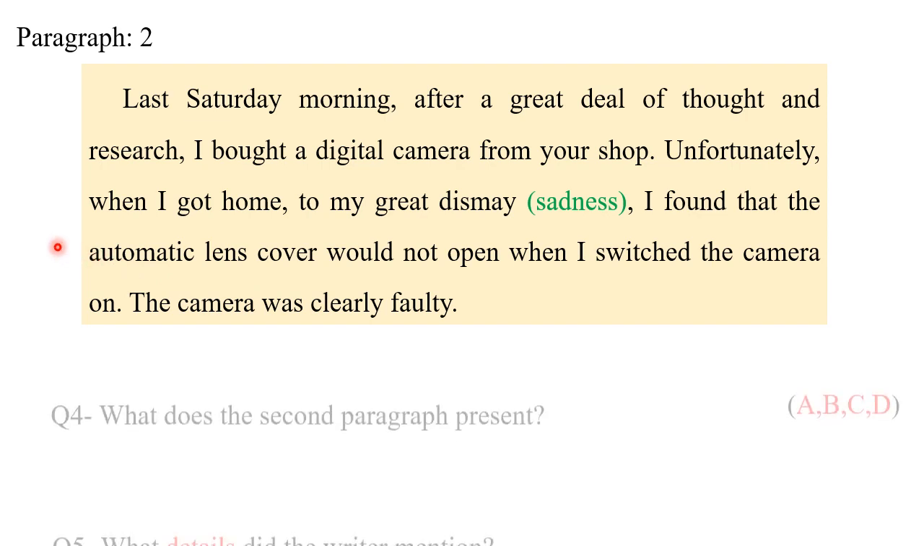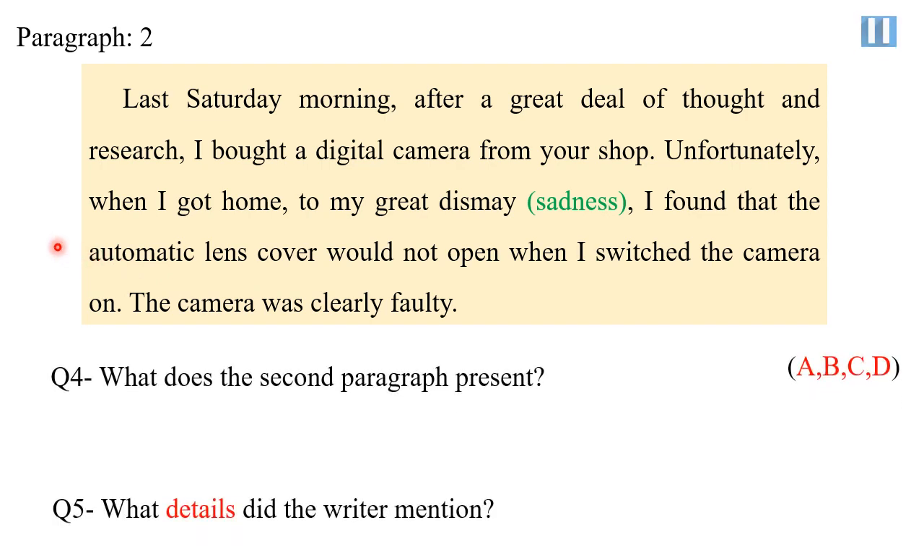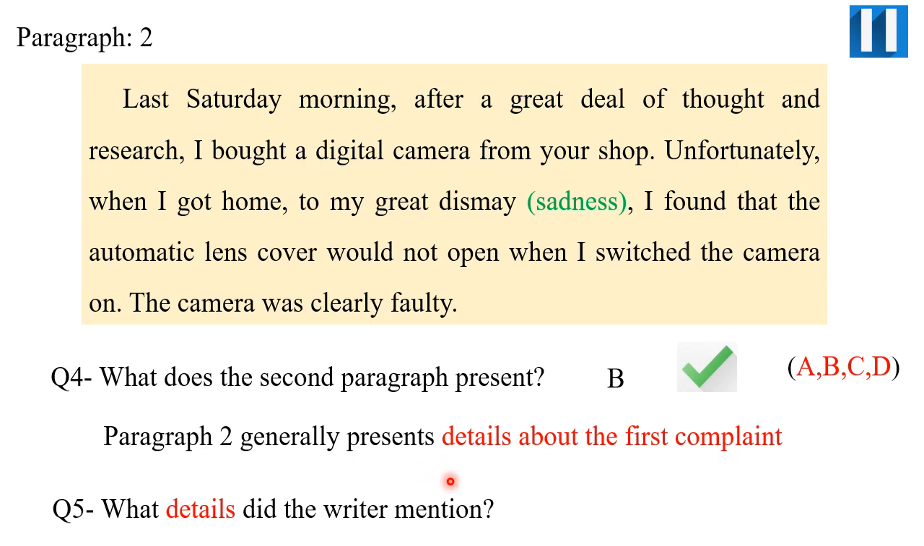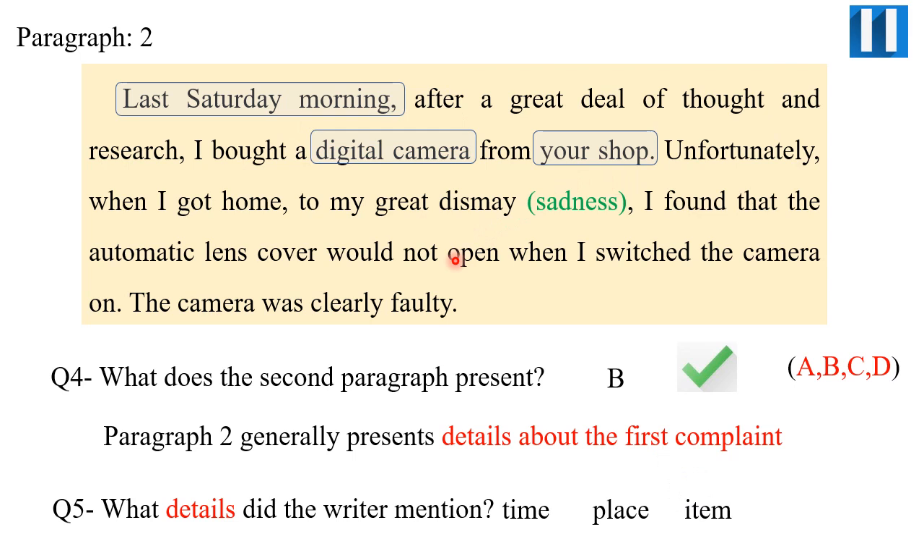How about the second paragraph? Here you are the questions. Take your time. Take your feedback, please. The second paragraph presents, answer B, right? Details about the first complaint. And what are the details the writer mentions? He mentioned time. He mentioned also place. Here you are. And he mentioned the item, digital camera, and the justification for his complaint.